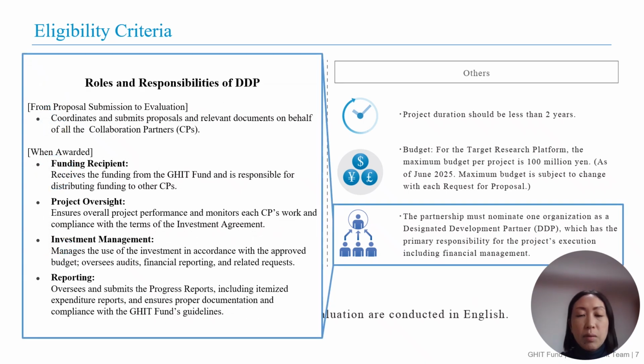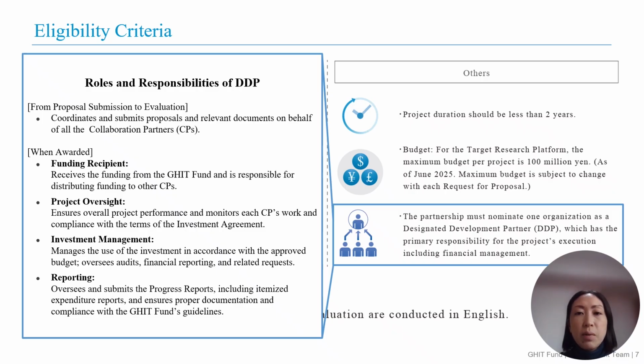Next is about the roles and responsibilities within the partnerships. In GHIT-funded projects, one organization must be nominated as the Designated Development Partner, or DDP. The DDP leads the proposal preparation and submission process on behalf of the partnership.